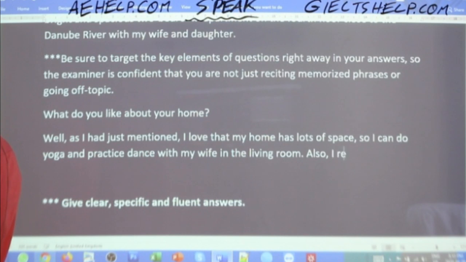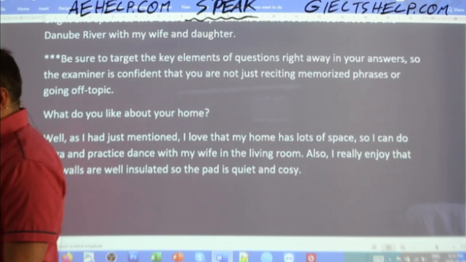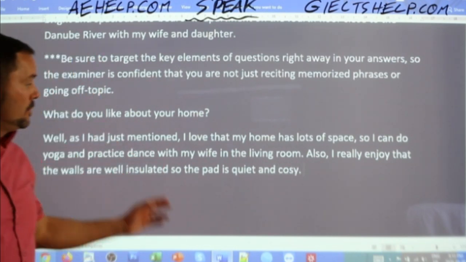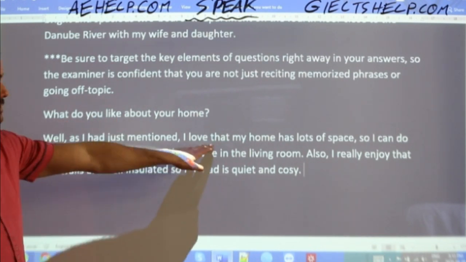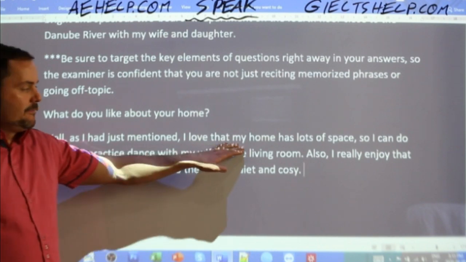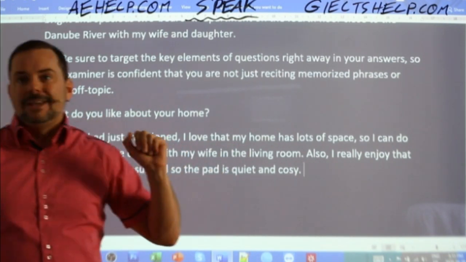Also, I really enjoy that the walls are well insulated, so the pad is quiet and cozy. Okay, so again, really focusing on that, what do you like? Well, I love... So it has to be somewhere in my first 10 words. I have to reflect that I'm talking about this point here.